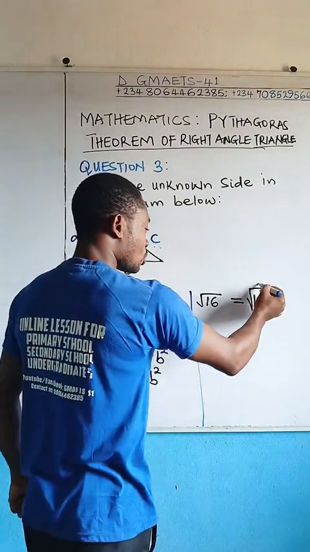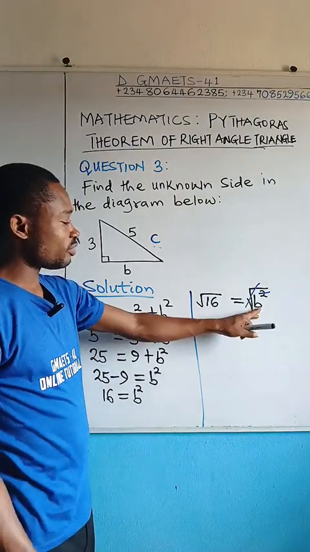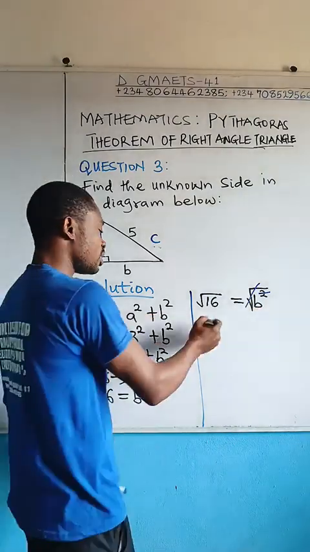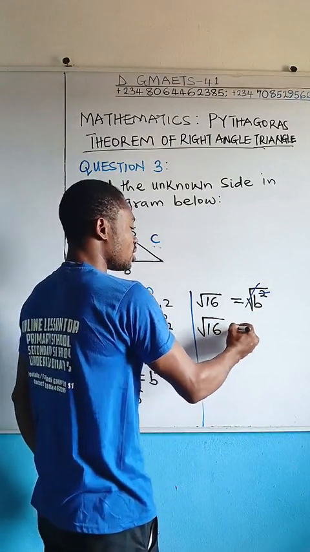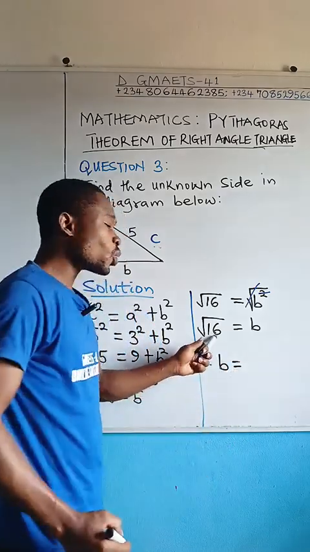So take note, like I said, square root will always remove square. So we are left with B alone, which means that square root of 16 is equal to B. Therefore, B is equal to square root of 16.